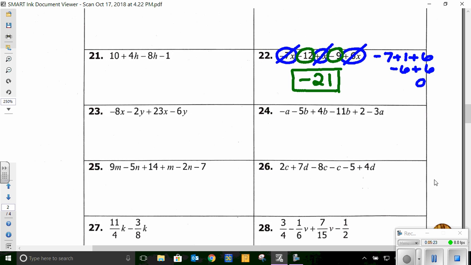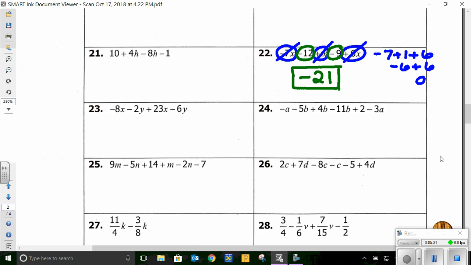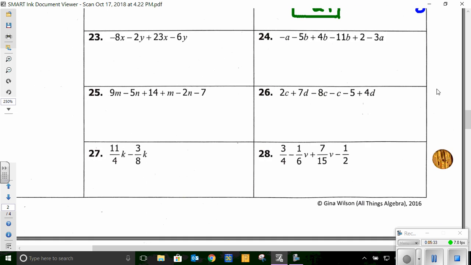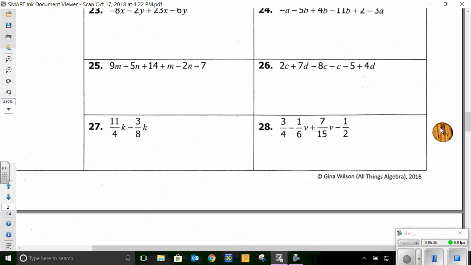Don't worry if the x's go away, or maybe even all the constants go away, and maybe we were left with, say, something like 8x or something. So that can happen. The next one we're going to work on is number 26.